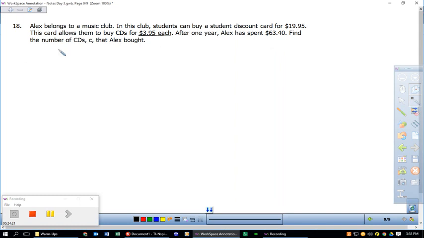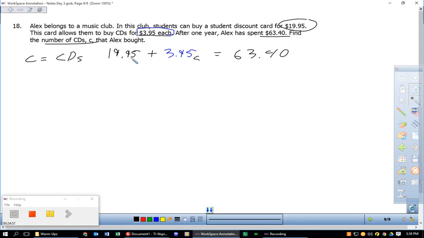Now, they've actually given it to us, but I'm going to go and write it. C equals the number of CDs. Now, our equation is going to be, we know we have a total of $63.40. We know that's our total, $3.95 each. The word each tells us that's per CD, so $3.95 C. We'll pay that every time for each CD. But then we also pay this $19.95. We pay that once. So $19.95 plus $3.95 C equals $63.40.